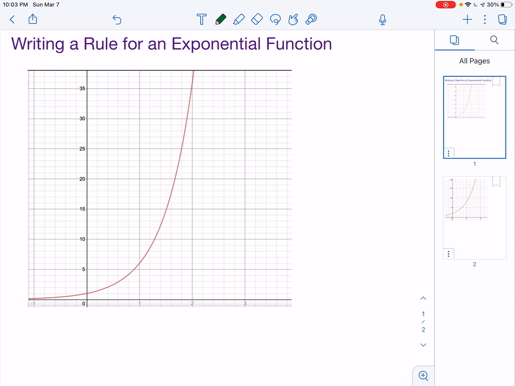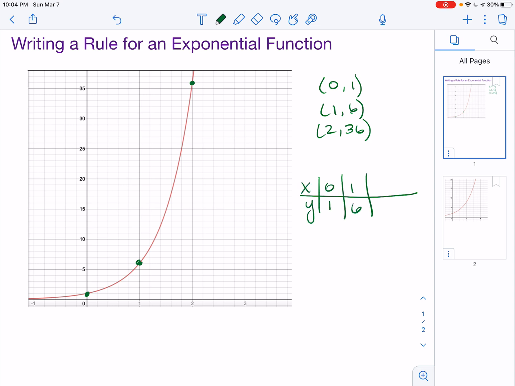I can see this point here, and that's the point (0, 1). Then if I go over to 1, it looks like it crosses at the point (1, 6). Let's see if I can find one at 2. 2 is way up here, and it looks like it's at (2, 36). So if I think about this in an XY table, I have (0, 1), (1, 6), and (2, 36). I have to see what I am multiplying by each time, and it's times 6 each time.